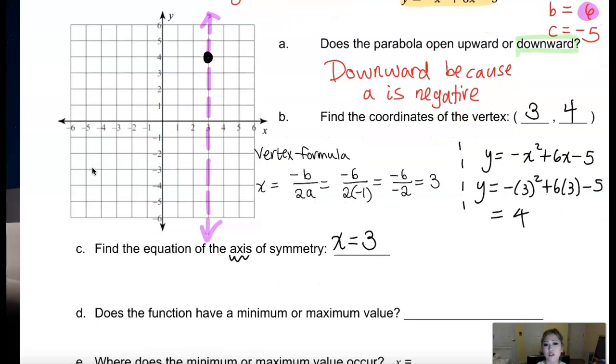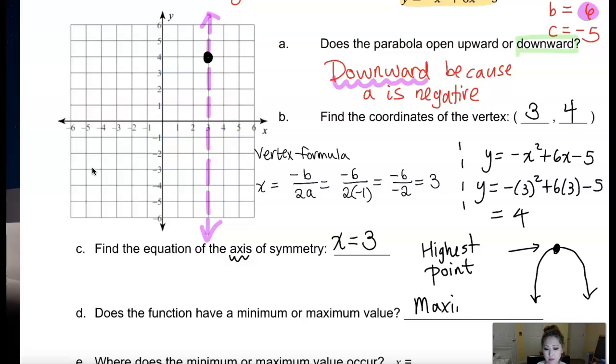All right, does this function have a minimum or a maximum value? Well, we already decided that this function will open downward. So if you sketch a graph that's opening downward and you plot that vertex, that is the highest point, isn't it? Because this is the highest point, we're going to call it the maximum. So if a graph is opening down, the highest point is the vertex, and that will be the maximum of the function.